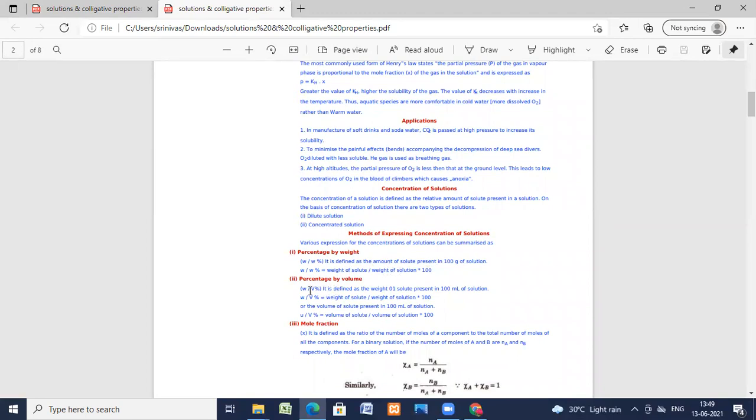And percentage by volume is defined as the weight of solute present in 100 ml of the solution. So it is the amount of solute in 100 ml of solution. Weight by weight is the amount of solute in 100 grams of solution. Okay, so this is percentage by volume.